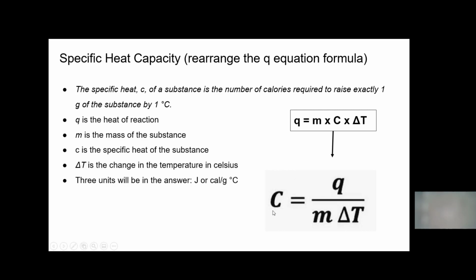And normally in my lab, you would be given a sheet to reference and determine which metal you had based on your numerical value. So Q is the heat of reaction, M is the mass of the substance, C is the specific heat, delta T is the change in temperature, final minus initial, and we have 3 units here.